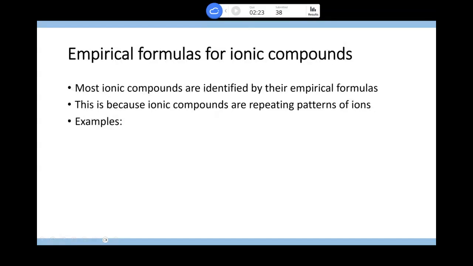So when we talk about finding the formula of an ionic compound, most ionic compounds are just identified by their empirical formulas. And that's because ionic compounds are repeating patterns of ions. So we've seen sodium chloride as an ionic compound a lot, magnesium bromide, ammonium nitrate, which we just did that example with. They're the simplest ratio. If we were to find empirical formulas, this is what the empirical formula would be. And you can assume if you have an ionic compound, its empirical formula is the formula of the ionic compound.